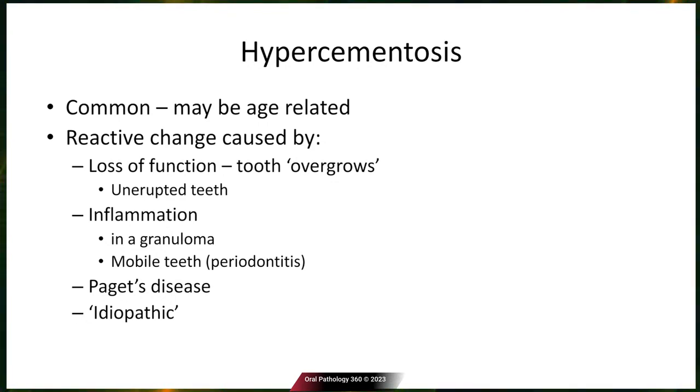In chronic inflammation, so for example, in a periapical granuloma which is long standing, again, you may find elements of hypercementosis. And that may be due to the fact that as the granuloma expands, the overall support for the tooth is being reduced. So this hypercementosis is in relation to that. Similarly, also in periodontitis, when there is loss of support of the teeth in the periodontal ligament, it is assumed that some amount of hypercementosis is in an attempt to stabilize the teeth in the periodontal ligament.